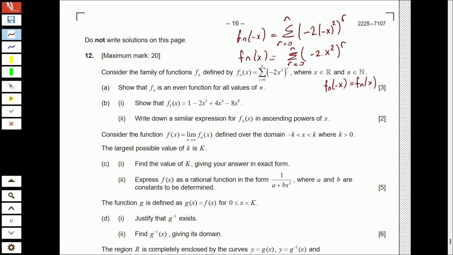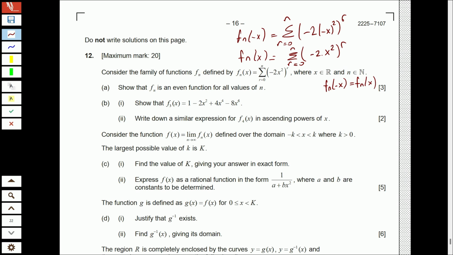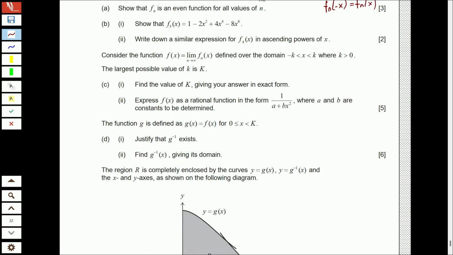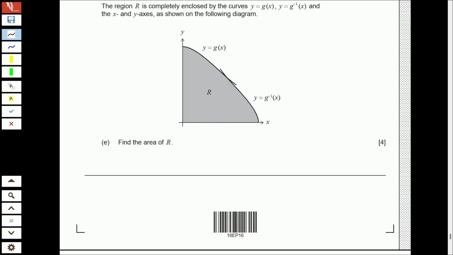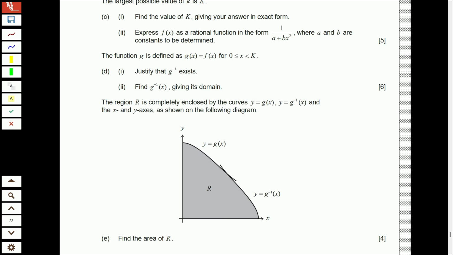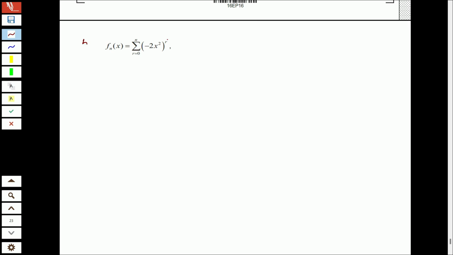And question B, show that f sub 3 of x equals 1 minus 2x squared plus 4x to the power of 4 minus 8 times x to the power of 6. Yeah, we will just replace n with 3. In this case, I will just write, let me append the page. Yeah, this is the function here, and it asks for the f sub 3. Yeah, I replaced n with 3.